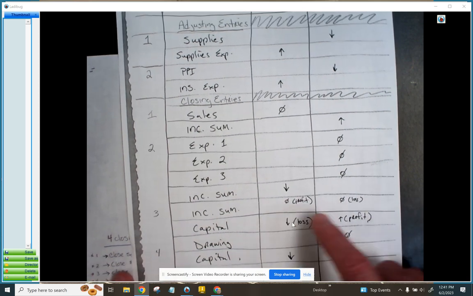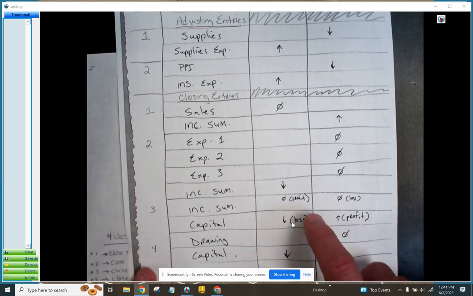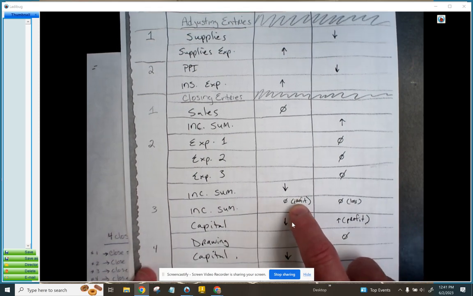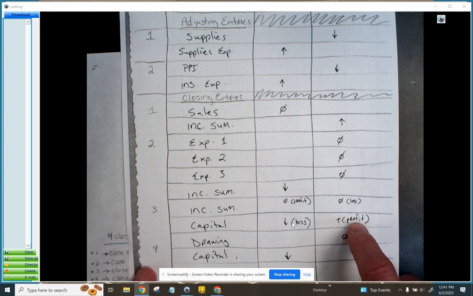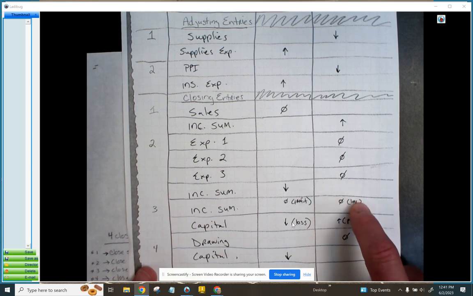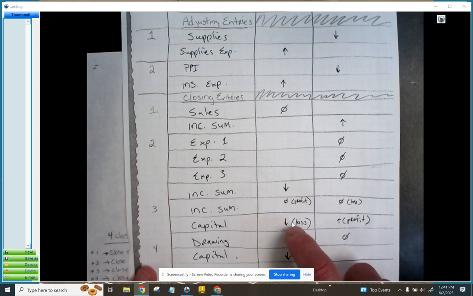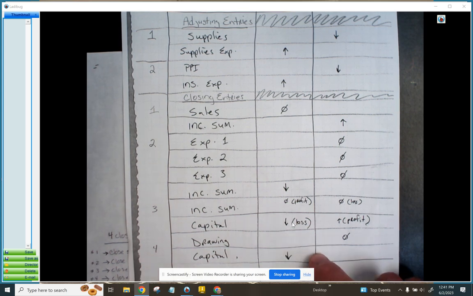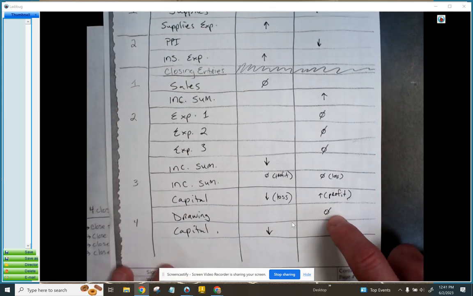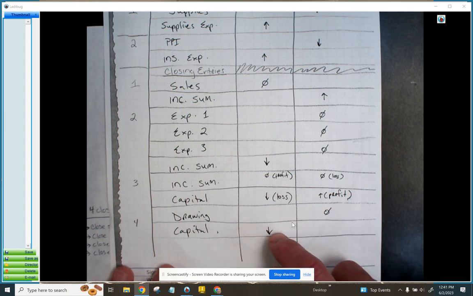Income summary, if there's a profit, you close out income summary with a debit, and it transfers to capital as a credit, making it go up. If there was a loss, you close out income summary with a credit, transfer it to capital as a debit to make capital go down. And then finally, drawing closes out with a credit to zero it out, and it goes to capital as a debit to make capital go down.